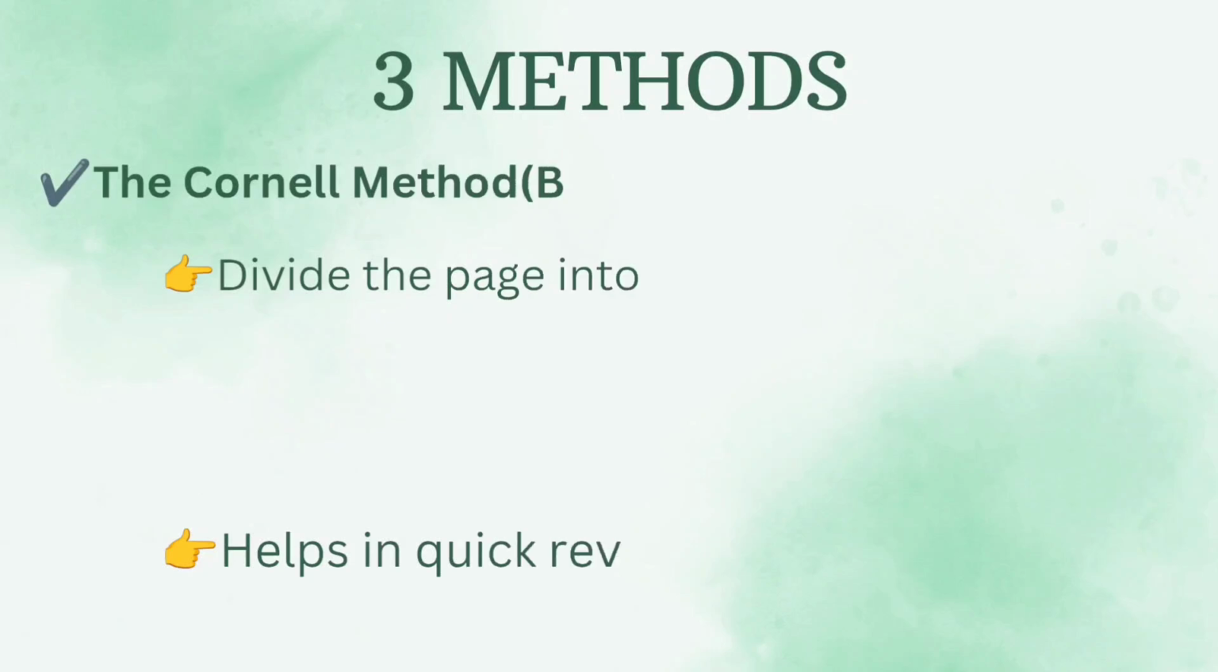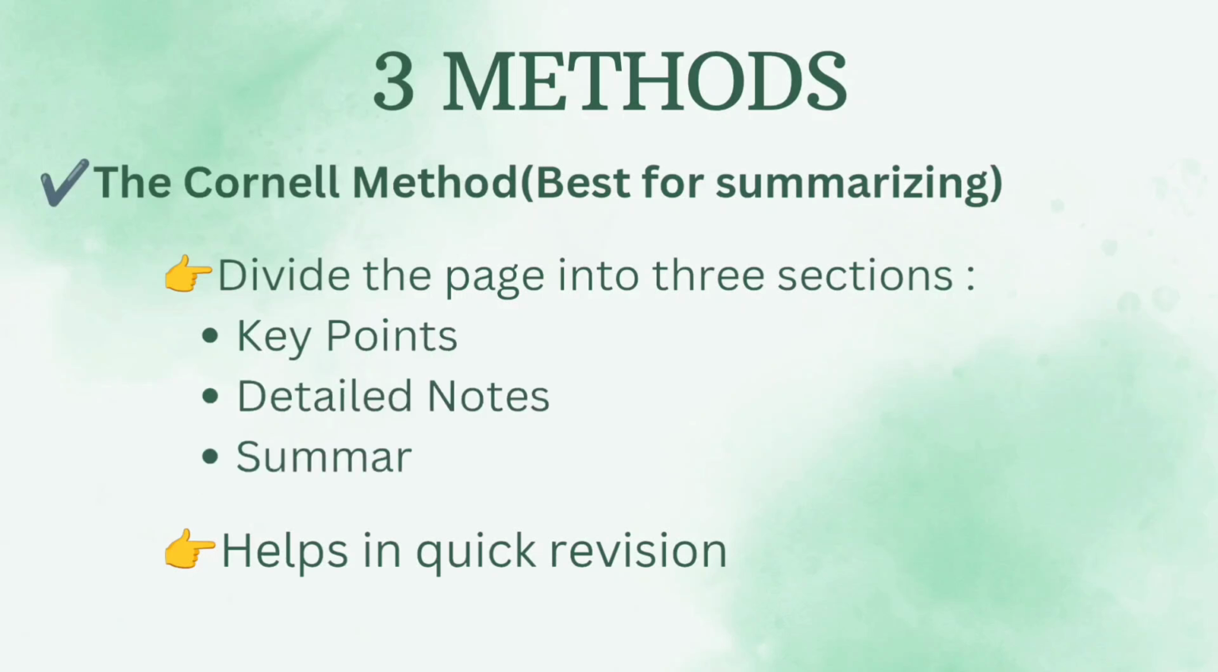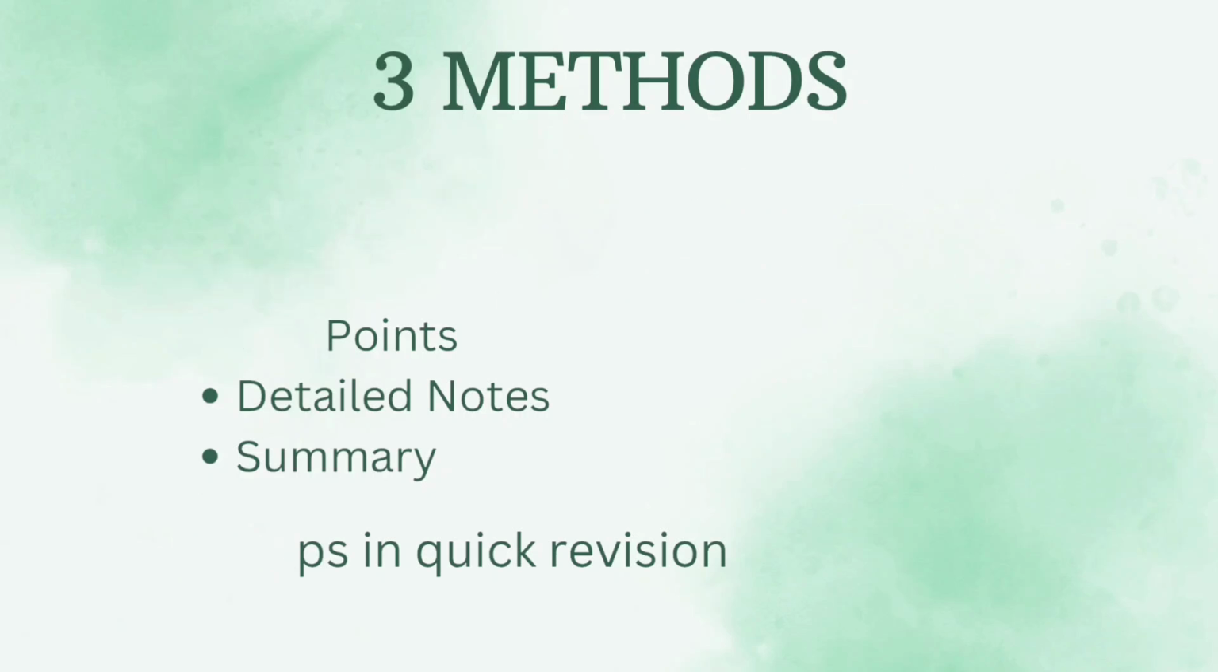Here are three methods you can use. The first is the Cornell method, which is best for summarizing, where you divide the page into three sections. First, key points, second, detailed notes, and then summary. It will help you in very quick revision when, at revision time, you revise whatever you have made notes on.